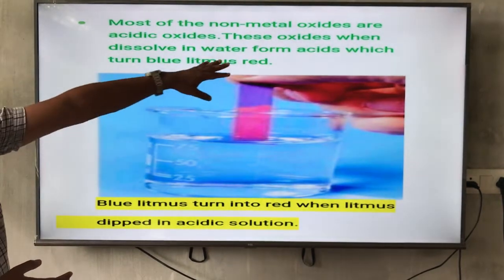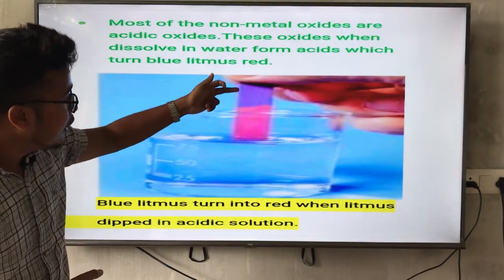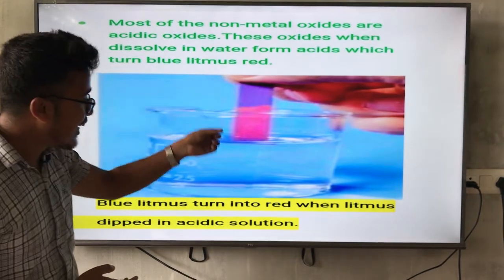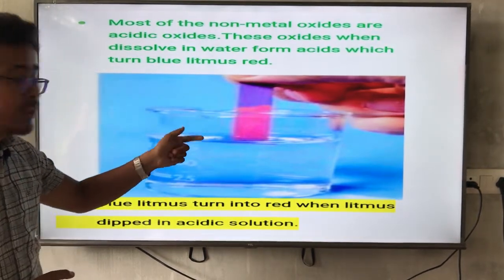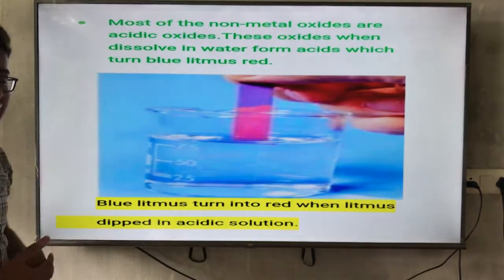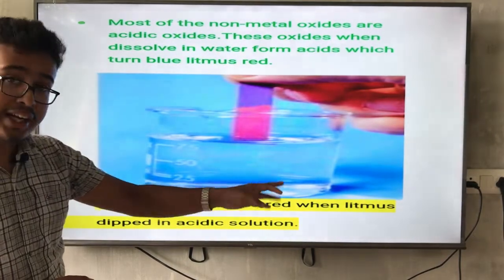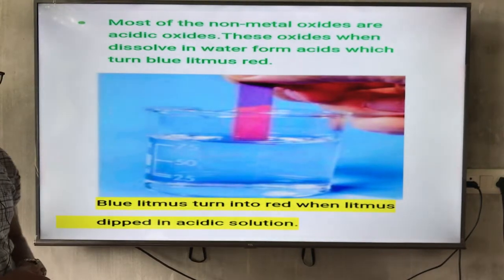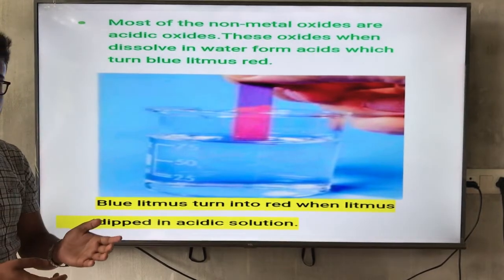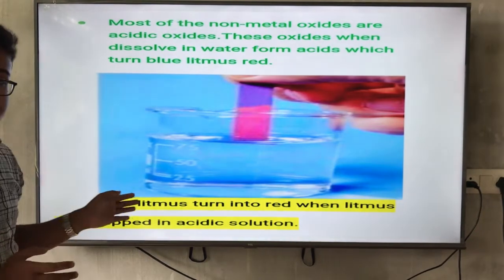Now you can see your acid turns blue litmus into red. You can see the pictures. Here it is blue litmus paper. When you dip this blue litmus paper in this acid solution, the litmus paper will suddenly change color from blue to red. So this is the acid solution. Here the blue litmus turns red when dipped in acidic solution. Is this clear? You have to remember that in acid solution the litmus paper changes from blue to red. You have to memorize this point.